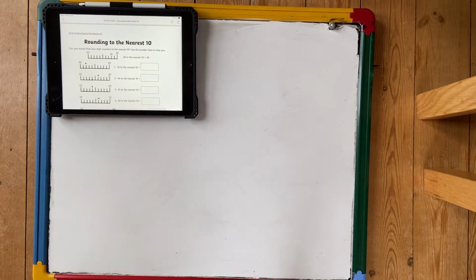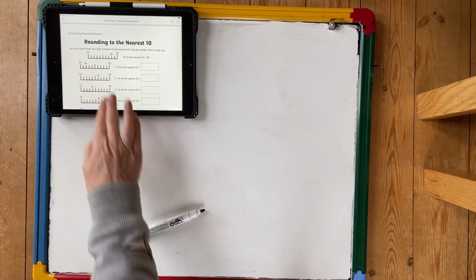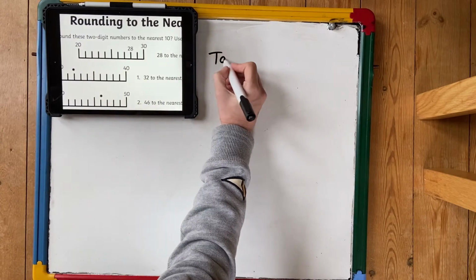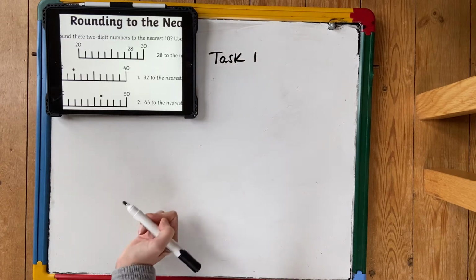Good morning, Year 6 mathematicians. So today we are rounding. So task 1 is to round to the nearest 10.